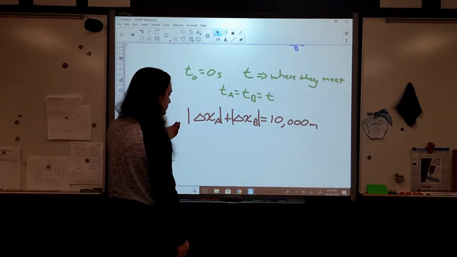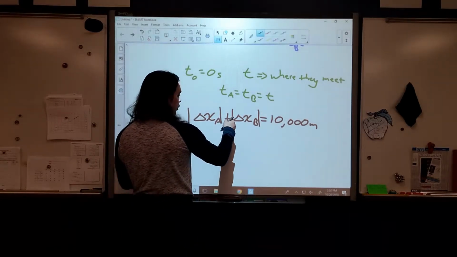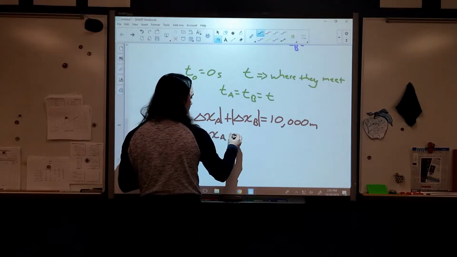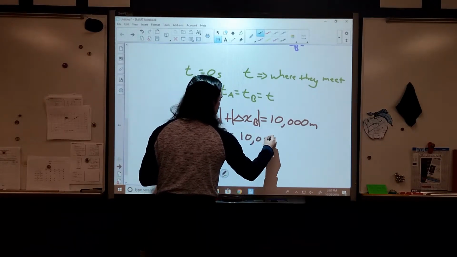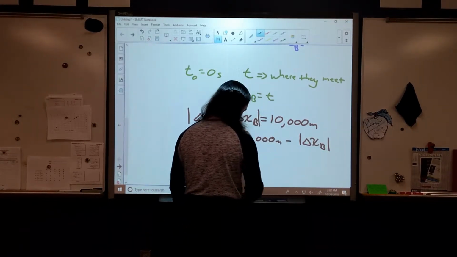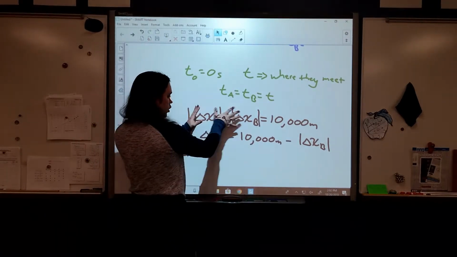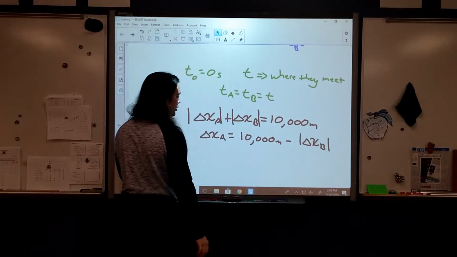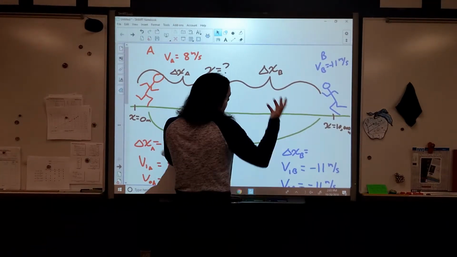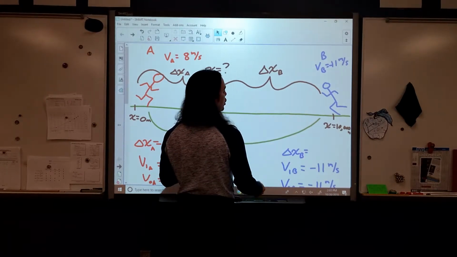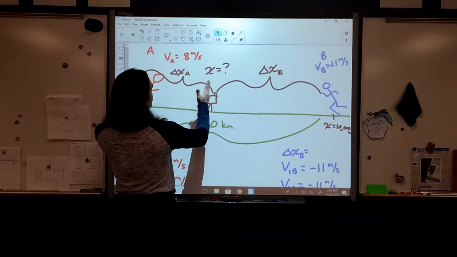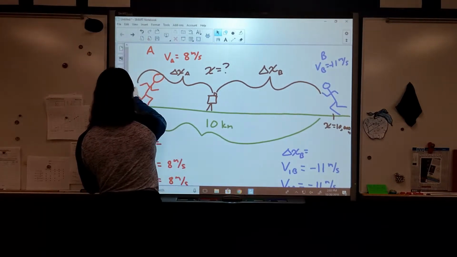Okay. Well, I could do the following. I could then put one of these over. Let's see. Delta XA equals 10,000 meters minus the magnitude of delta XB. So what I've done is I've subtracted delta XB over to the other side. I don't know what delta XB is, the displacement of runner B, but it could be, I don't know, 8 kilometers. And if it's 8 kilometers, that means that 10 kilometers minus 8 kilometers would leave us 2 kilometers. That's how far runner A must have gone.